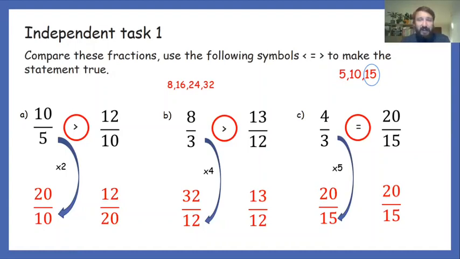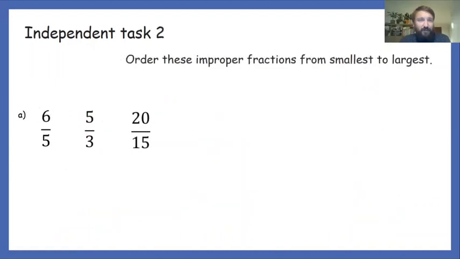Fantastic. Hopefully you managed to get that right. Let's move on. So order these improper fractions from smallest to largest. You're going to use the same procedure. You're going to find the common denominator, and that will allow us to then just simply place these in order. So let's have a look. I must have been super generous writing these out. 15 there is our common denominator, because we know 3 goes into 15 and we know 5 goes into 15.